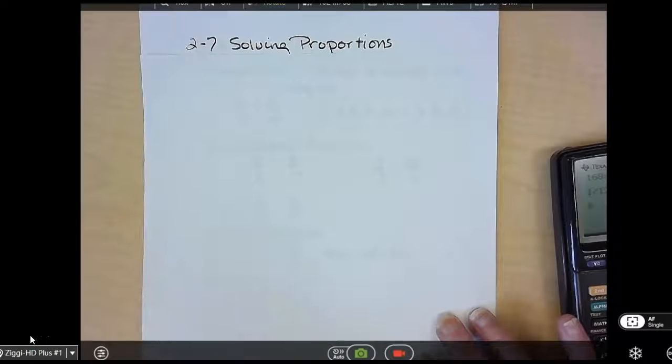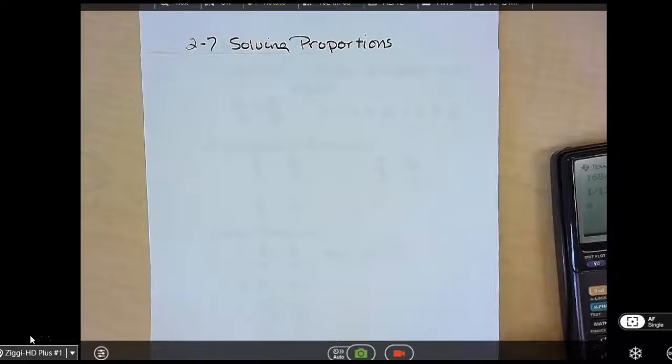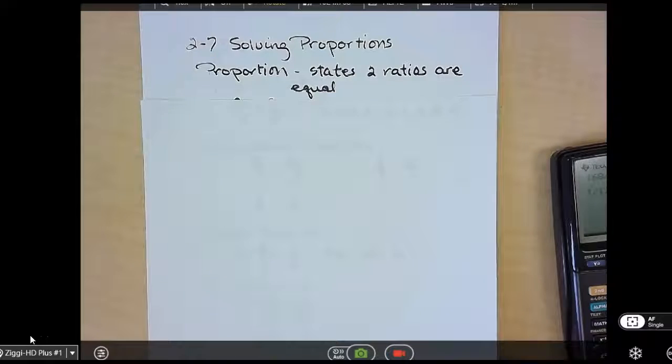Section 2-7 is about solving proportions. You probably already know how to do this, so I'm not going to make a long video on this one. I'm going to make it short and sweet. A proportion states two ratios are equal.